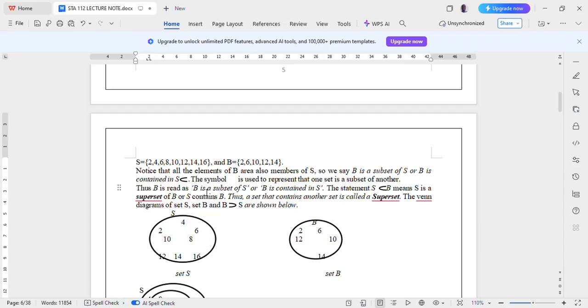So we use this symbol, or we say B is a subset of S, or B is contained in S. So this is the symbol, this particular symbol.